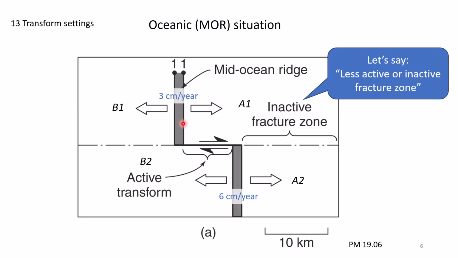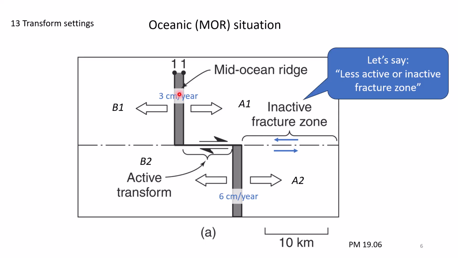If we assume that the northern ridge segment that we see here has a spreading rate of about 3 centimeters per year, and the southern ridge segment has a larger spreading rate, for instance 6 centimeters per year, we will find dextral strike slip, of course, along the transform fault, because the plate A that we see here on the right hand side moves eastwards, plate B moves westwards, but between the part here in the north of plate A, let's name it A1, this A1 is slower than plate A2, and that would cause stress and tectonic displacement along the oceanic fracture zone, and the displacement would be sinistral.